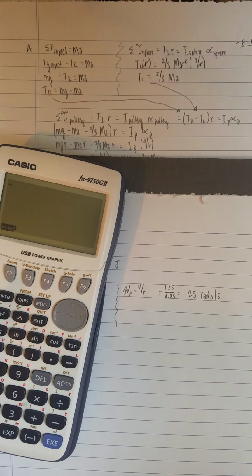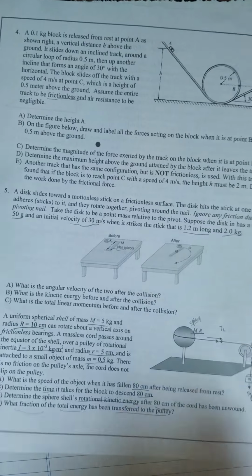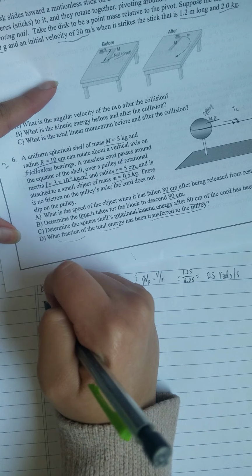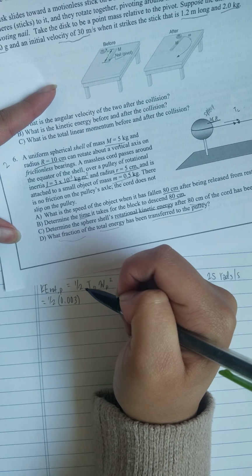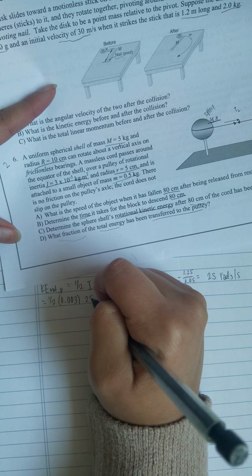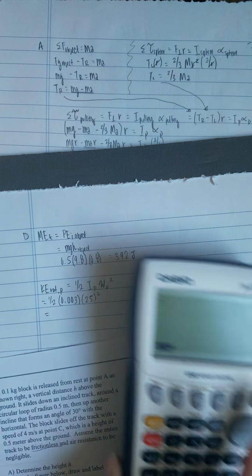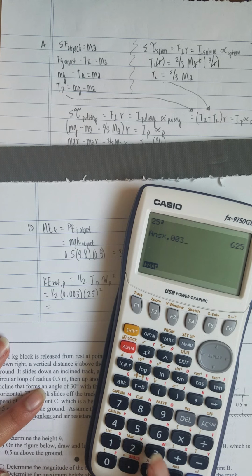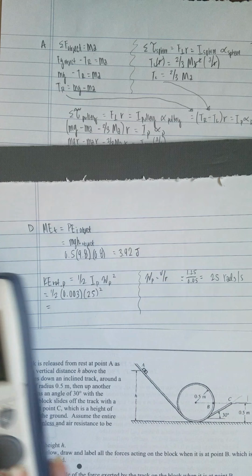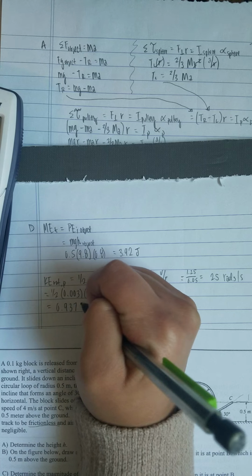So using that, you can plug that back into this, and it gave you I of the pulley, so 1/2 times 0.003, and then our 25 squared, and then calculator. Okay, that got 0.9375 joules.